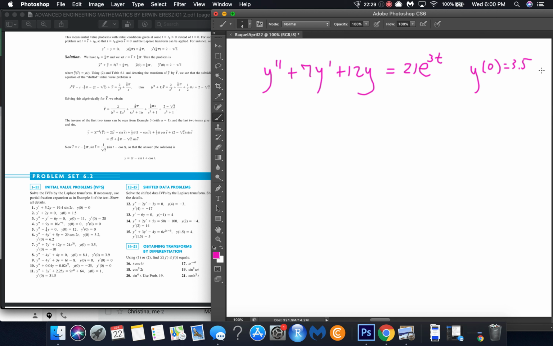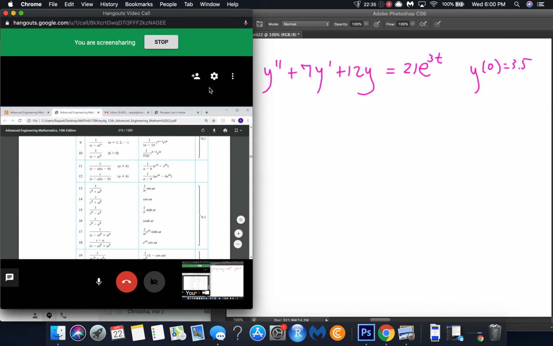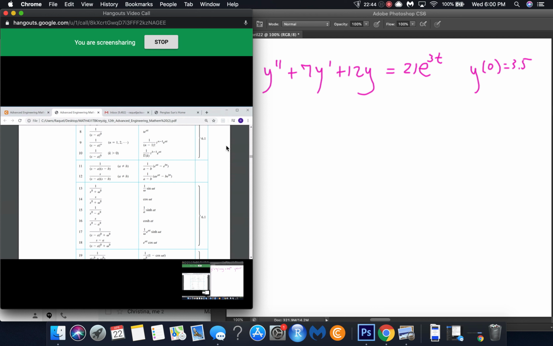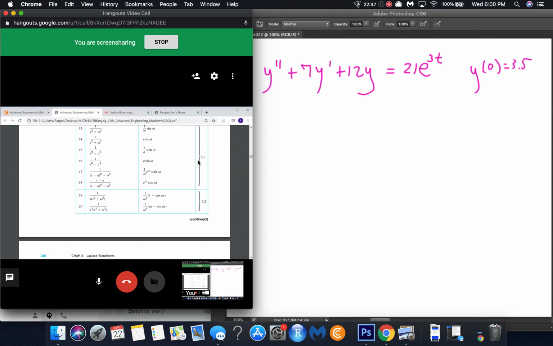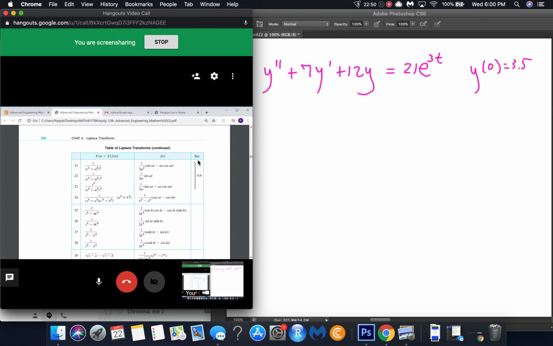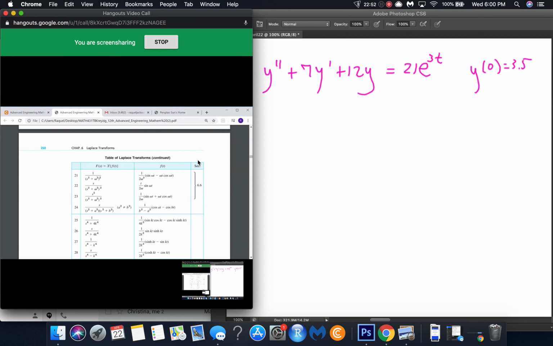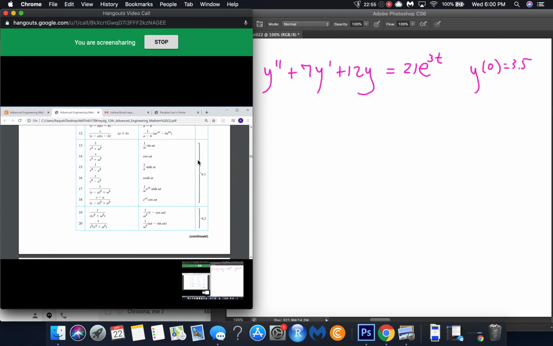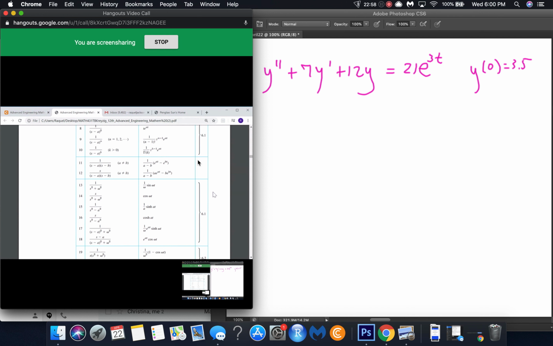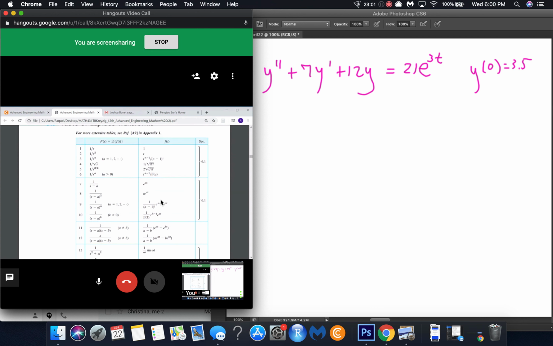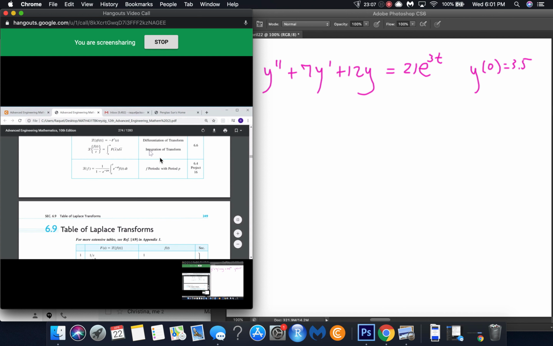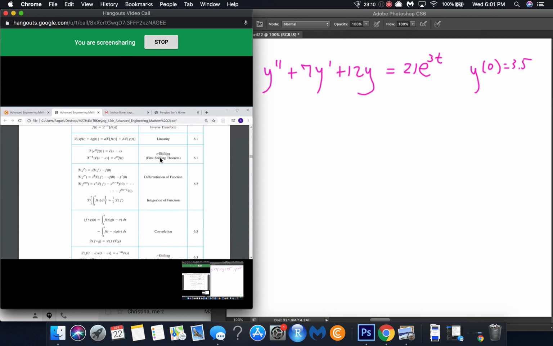Now, apply Laplace transform immediately. Go to your cheat sheet, because we need to know the one for double prime. So what is L of y double prime? I'm not sure. You'll have to go a little bit more. Keep going all the way. It's not gonna be on that one. Keep going. It's going to be on that one. There you go. Perfect.